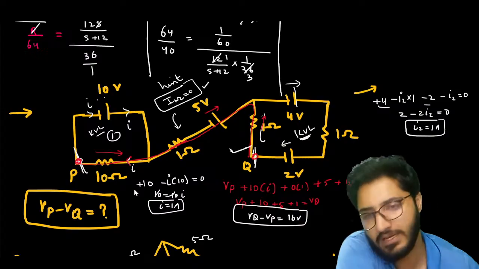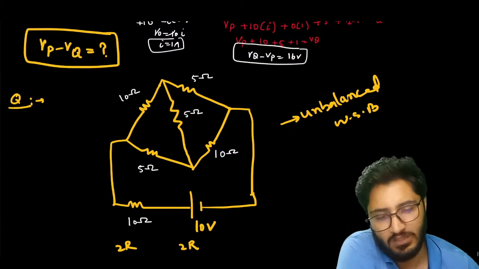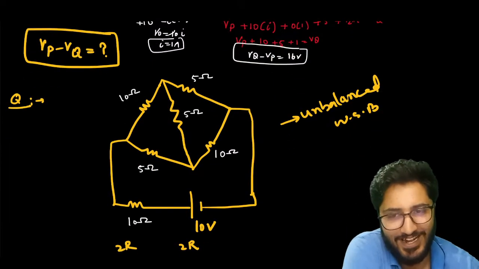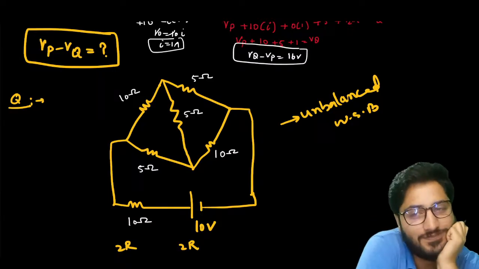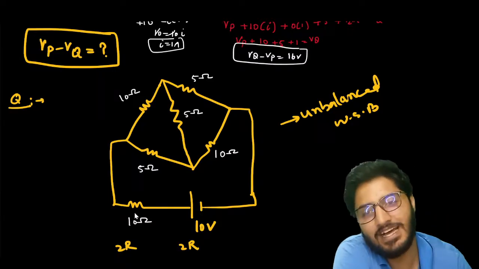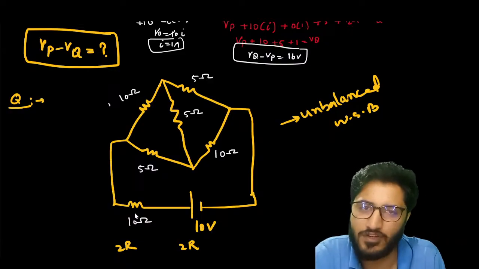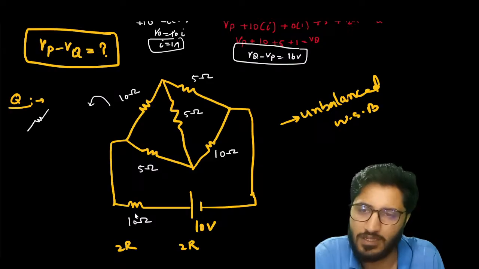Okay. Next numerical. This one is your next numerical. And I have given you some trick for it now. You can see it is an unbalanced Wheatstone bridge. So how do we need to do it now? Unbalanced Wheatstone bridge. So do it like this now. Look.